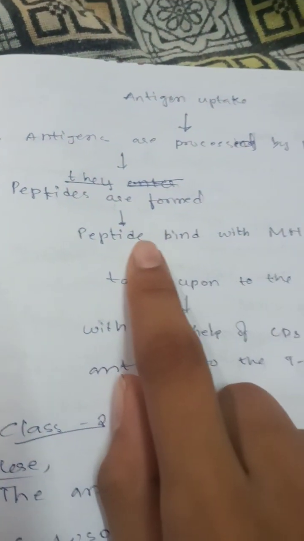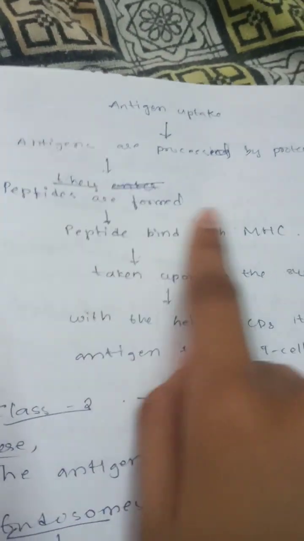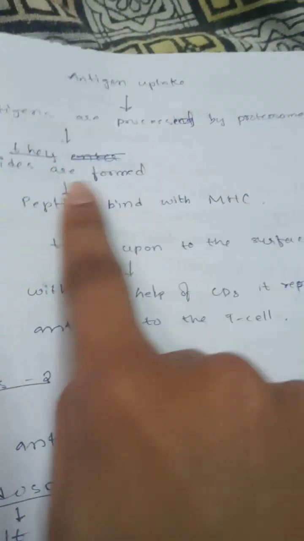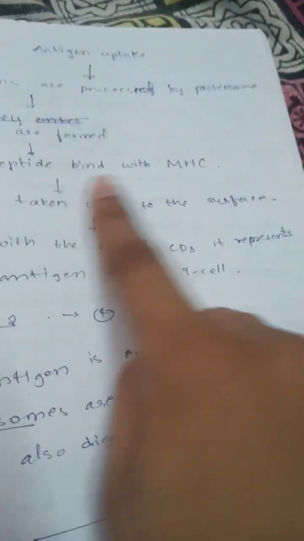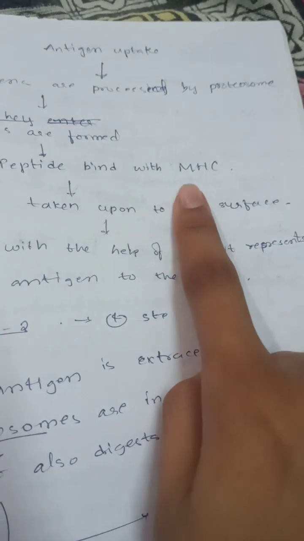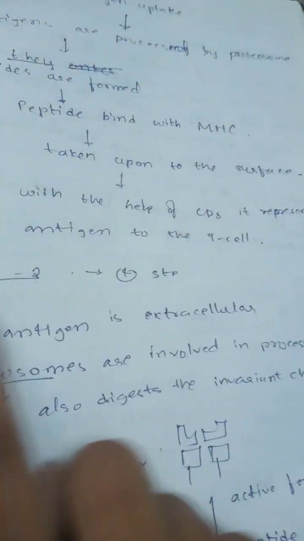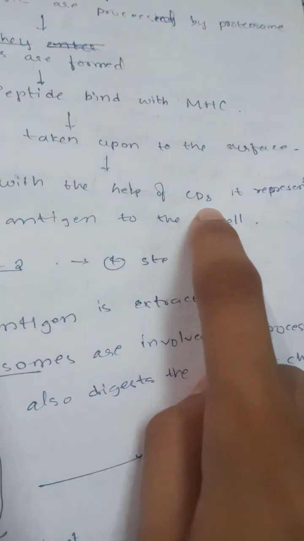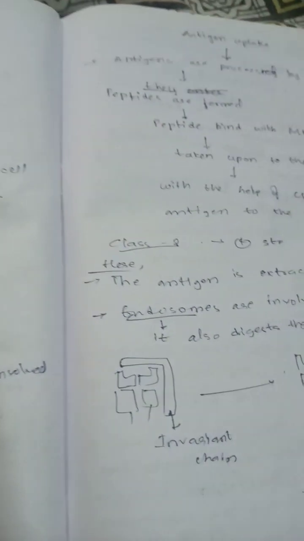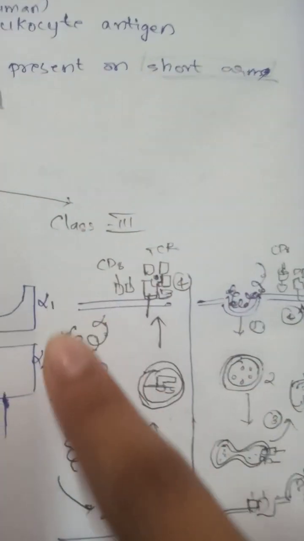From the proteasomes, peptides are formed. These formed peptides bind with MHC. This is nothing but peptide-MHC association. Then, when the peptide binds with MHC, the MHC is taken up onto the cell surface, and with the help of CD8 cells, the antigen is presented to the T cell. So this is the pathway of class 1.